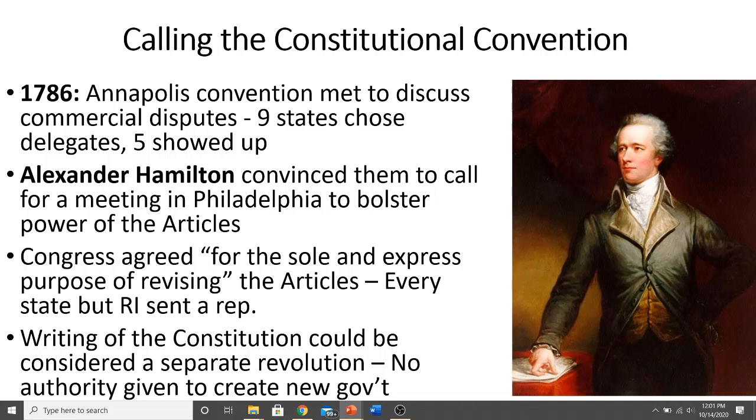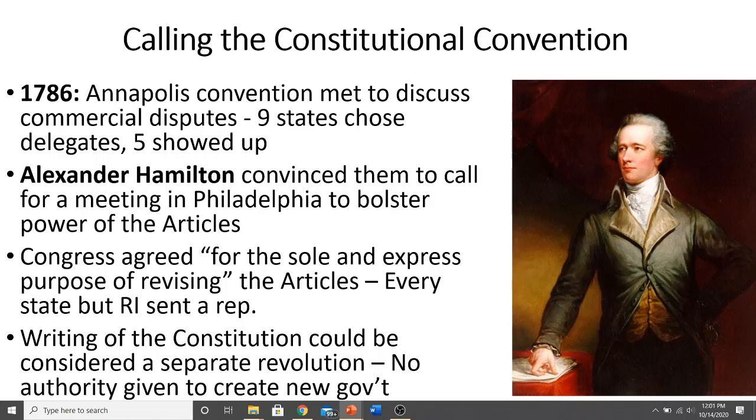So we have a meeting called the Annapolis Convention in 1786 to discuss the commercial disputes between states. So since financially we're not working, 9 states choose to send delegates, but only 5 show up. And this is where Alexander Hamilton plays a key part, because if only 5 out of 13 states show up, that's not really a call to action. However, he's able to write letters from the ideas discussed by those 5 states, and his letters are able to convince these states to send representatives to Philadelphia in 1787.